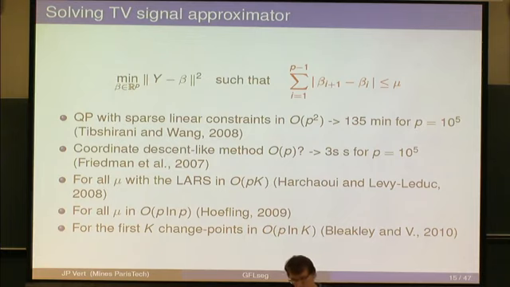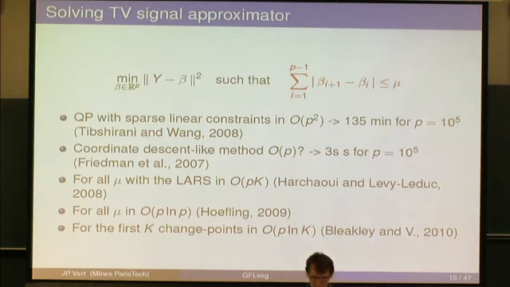In fact, in the first papers about the fused Lasso, it was proposed to be solved as a quadratic program, which is not faster than dynamic programming. And in 2008, the first paper, it took 2 hours to segment a signal of length 10 to the 5, so it was not faster than PELT, so there is little interest in doing that.